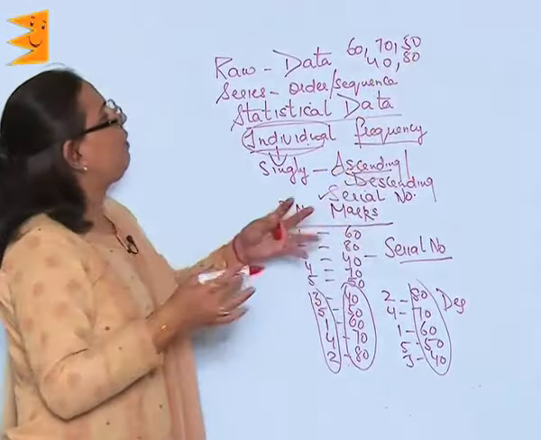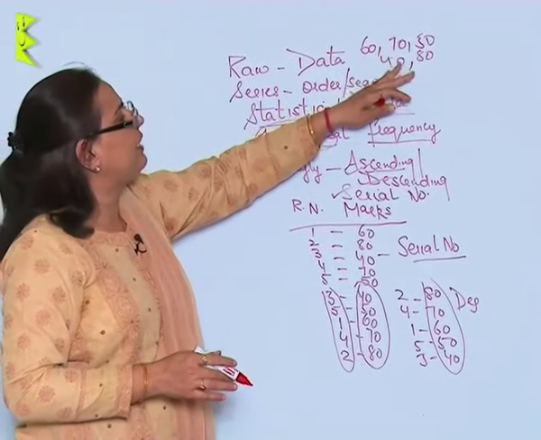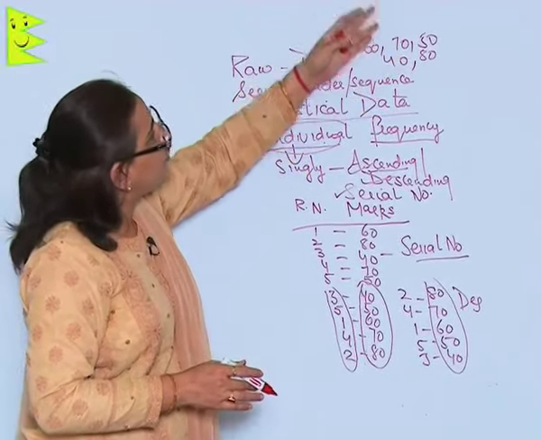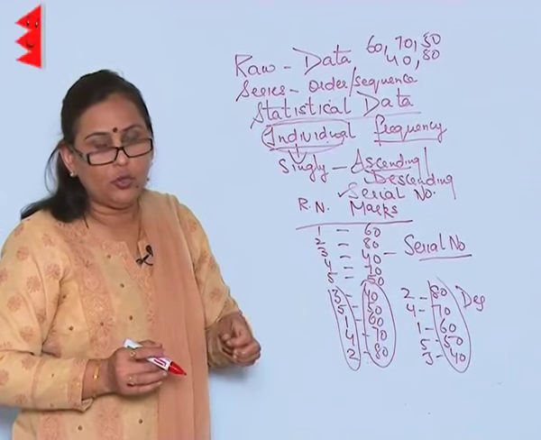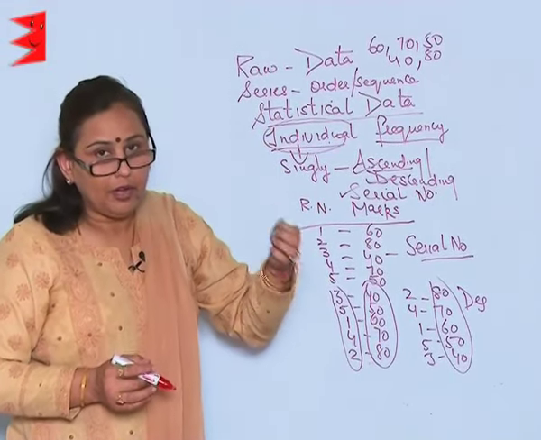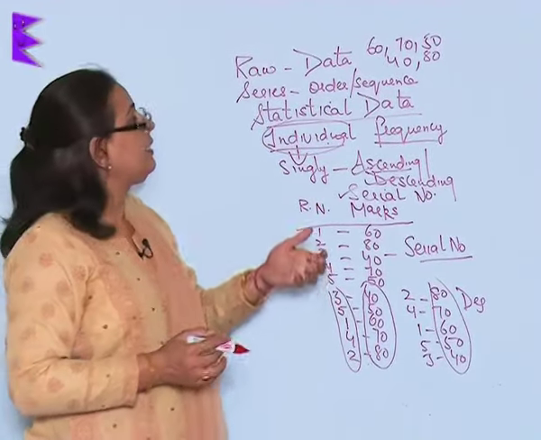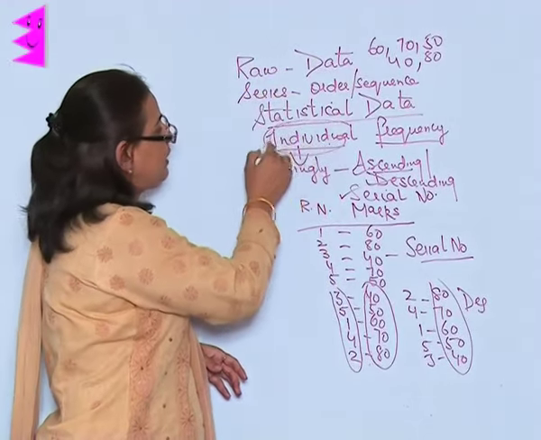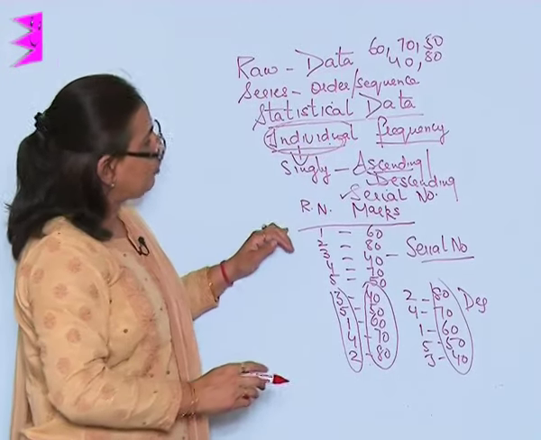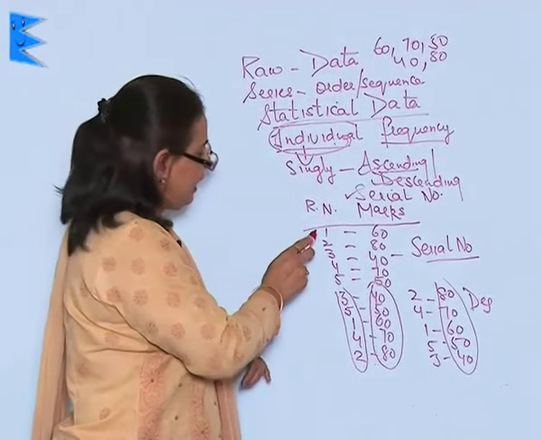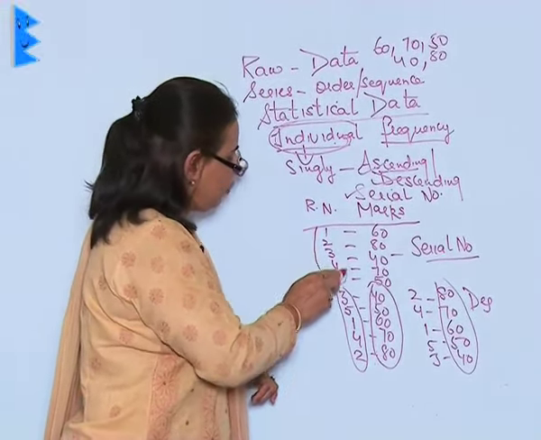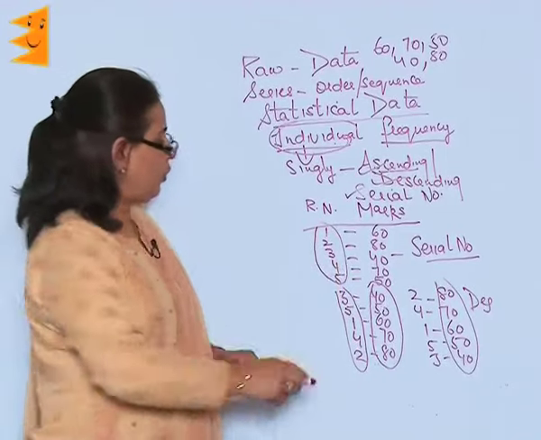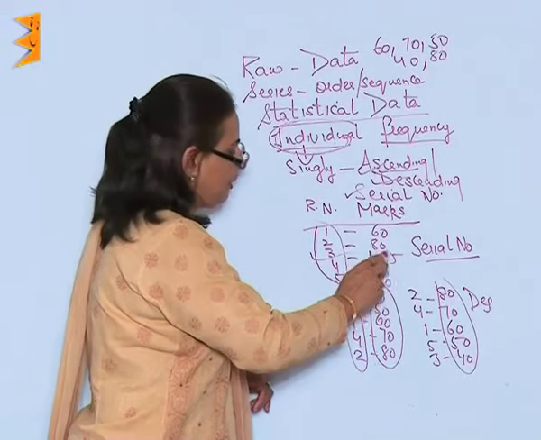You will not know what is happening, where is the highest one, where is the least one, neither do you know which roll number has got what marks. Thus, this raw data, when it is presented in individual series, it is presented in three forms. It could be in serial number, you know, roll number 1, 2, 3, 4. Immediately, if somebody asks you roll number 3 has got how many marks, you know 40 marks.